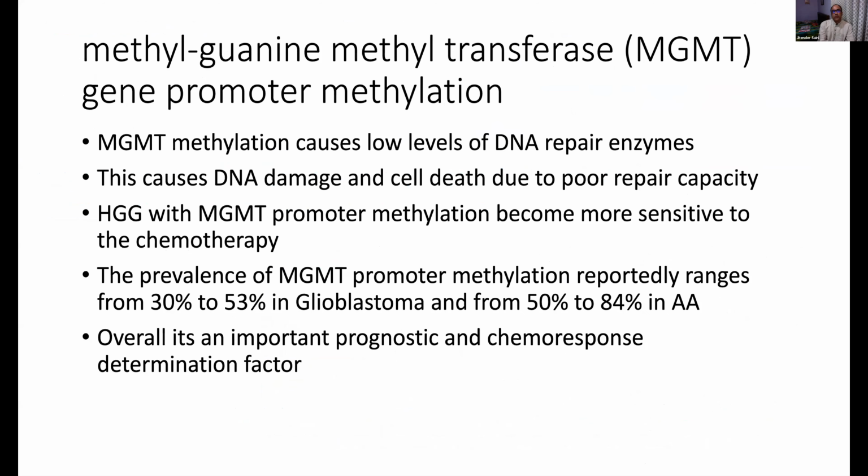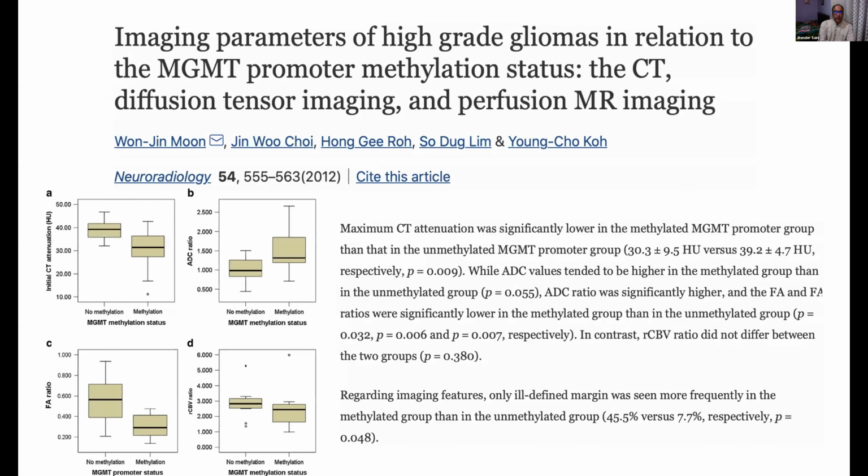Apart from these two, MGMT promoter methylation is another important prognostic and chemo response determination factor, and a lot of imaging features can predict it, based on regular radiological investigations like CT. They're looking at the density, looking at the ADC value, looking at the perfusion. So some of the features can suggest MGMT promoter methylation.